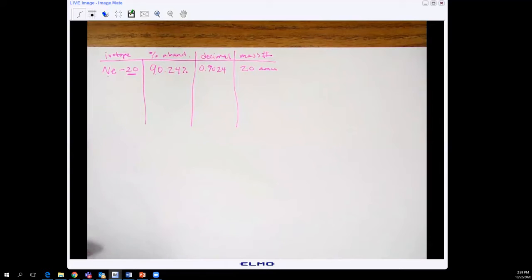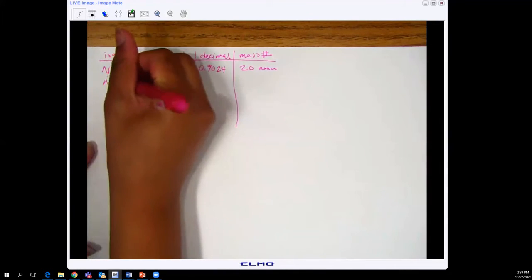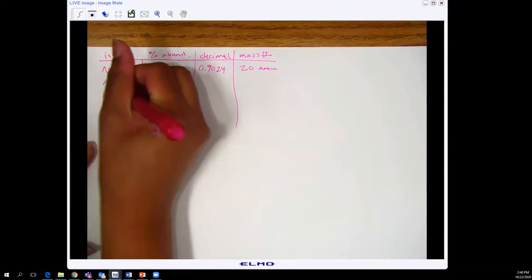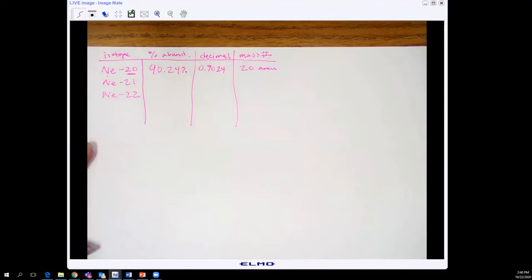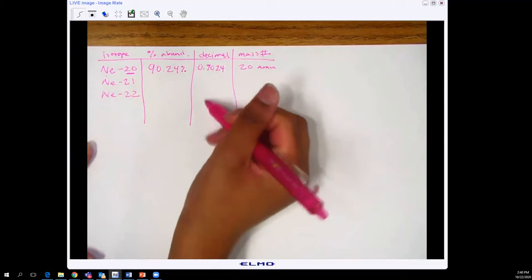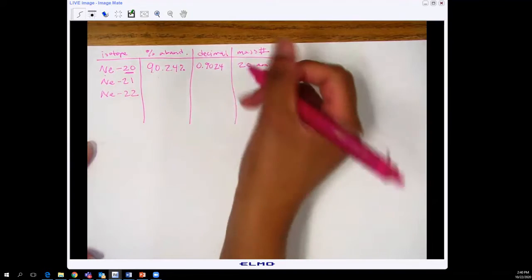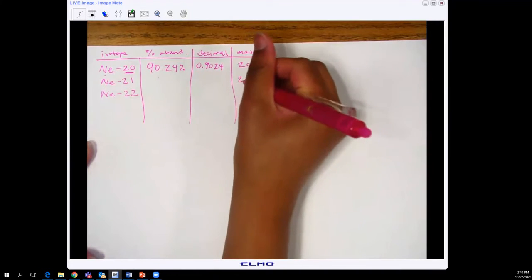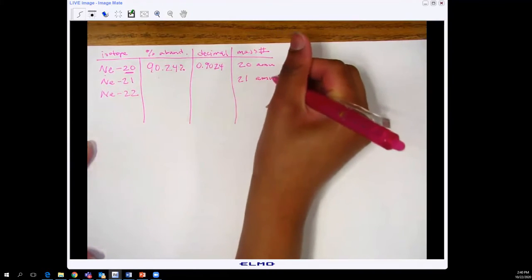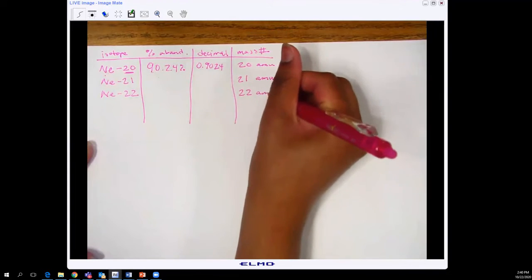And it tells us that we have 2 other isotopes of neon: neon-21 and neon-22. We don't know the percent abundance of either one of these isotopes, so we can't convert it to a decimal yet, but we do know the mass number. So let's just focus on the things we know for right now. The mass number for neon-21 would be 21 AMU, and same thing for neon-22, we're dealing with 22 AMU.